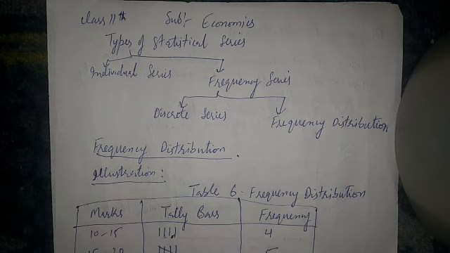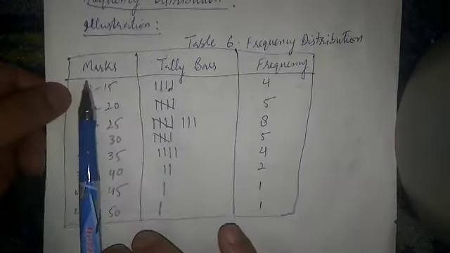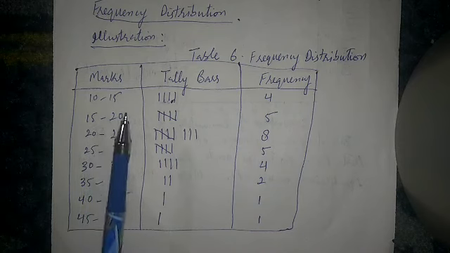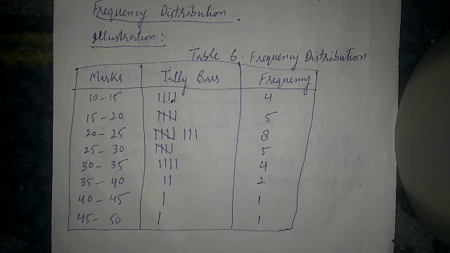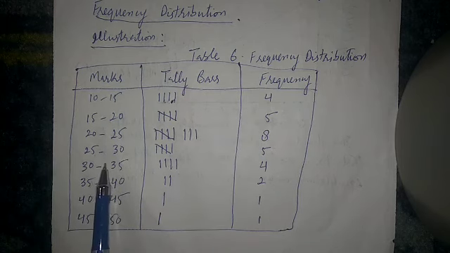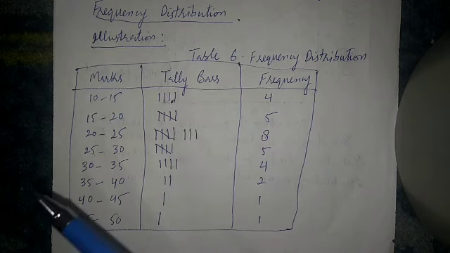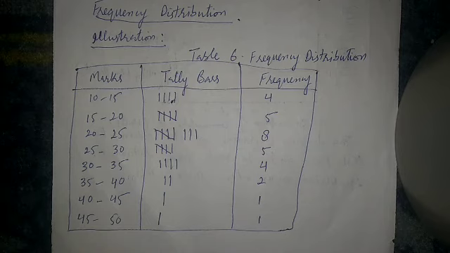Now, I will show you in this illustration frequency distribution. You see, this table offers an illustration of a frequency distribution. The table shows different class intervals, each showing a range of marks and statistics corresponding to frequencies, each showing number of students.